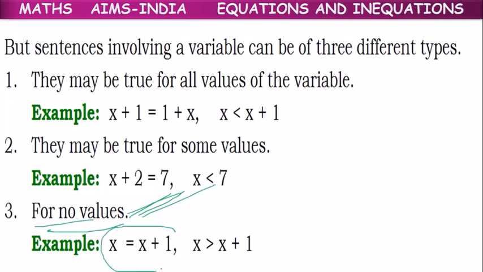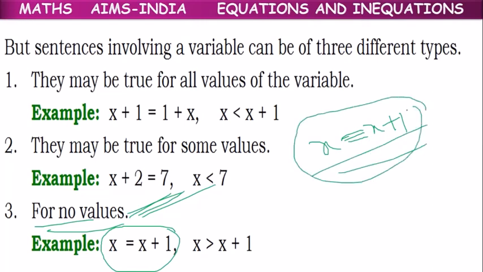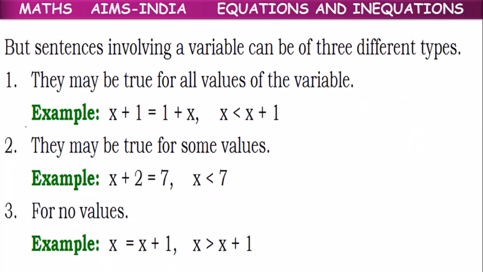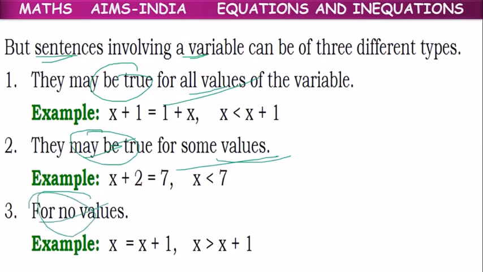So x equal to x plus 1. Suppose this is one sentence, x equal to x plus 1, which can never be possible. Like this. So if we have variables in the sentences, then we can have three cases. They may be true for all values, they may be true for some values, they may be true for no values. Like that we can divide the sentences with variables into three types.